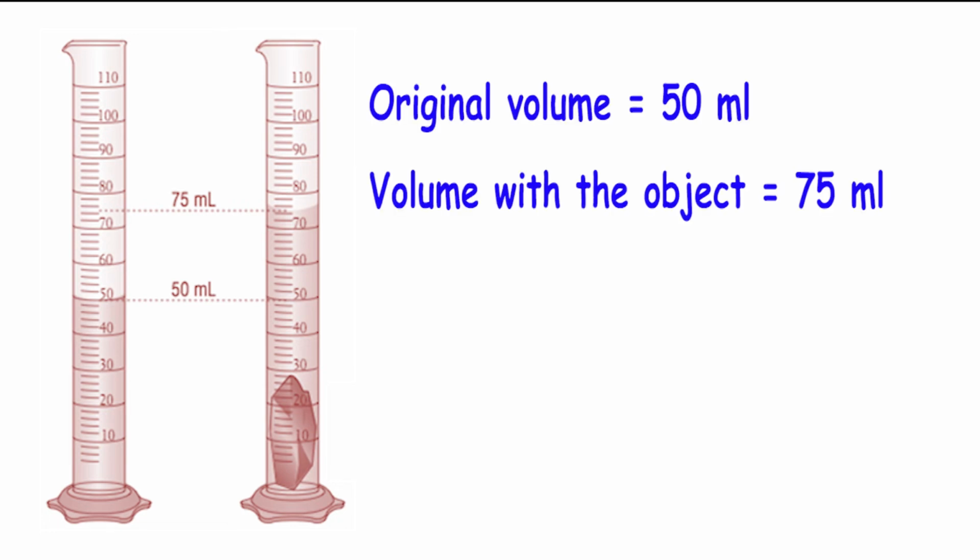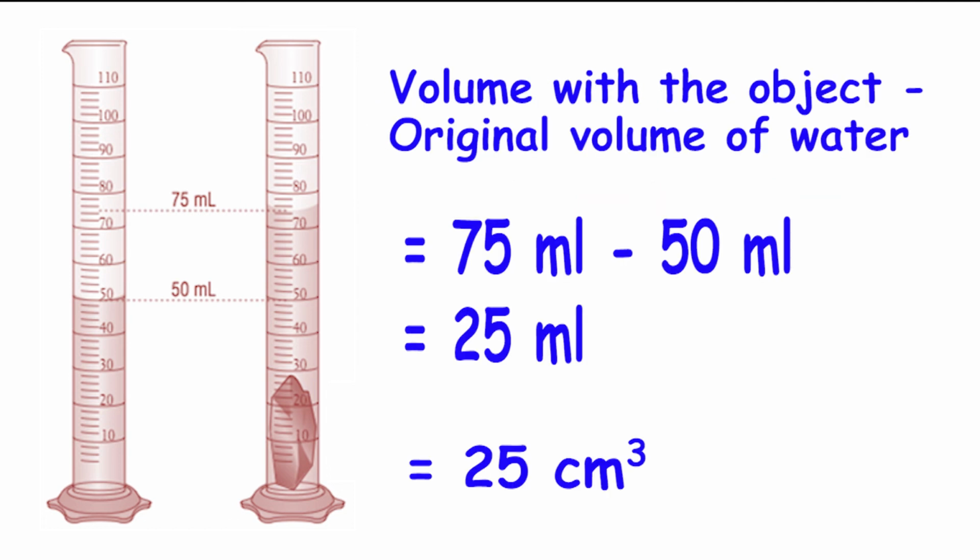Let's practice. In front of me, this picture of a graduated cylinder with an original volume of water equal to 50 milliliters. After adding the irregular shaped object, the volume increased to 75 milliliters. So what's the volume of the irregular shaped object? The volume is calculated by subtracting the volume of water with the object minus the original volume of water. So 75 minus 50 milliliters is equal to 25 milliliters.